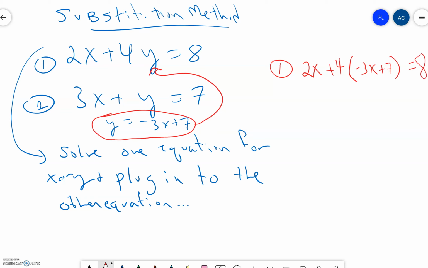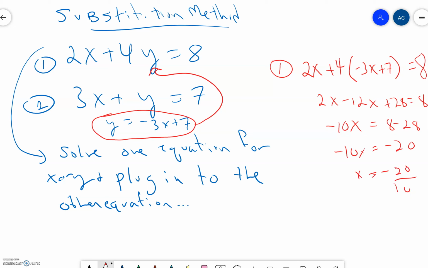And now notice that you have an expression that only has the variable x, and so we're going to solve this for x. So that would be 2x minus 12x, and then 28 equals 8. 2x minus 12x is negative 10x, and then 8 minus 28 is going to be negative 20. And so we get x is negative 20 over negative 10, which is positive 2.